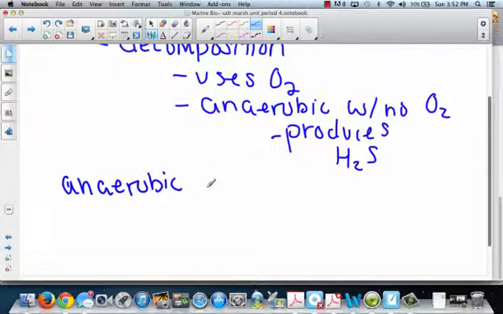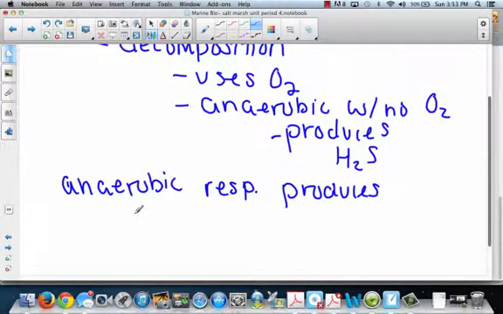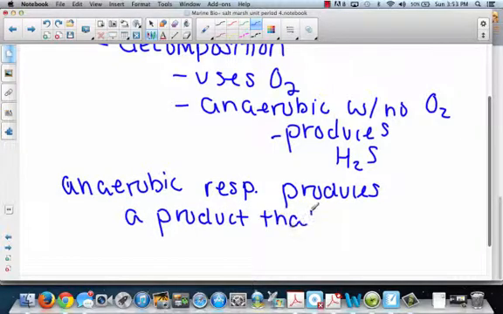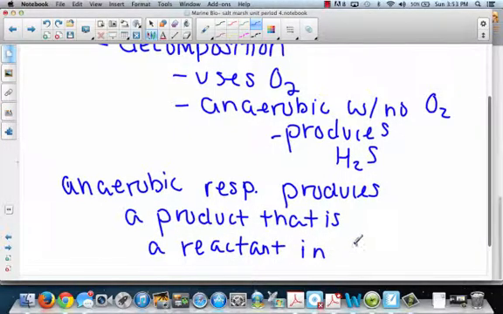Anaerobic respiration produces a product that is a reactant in chemosynthesis.